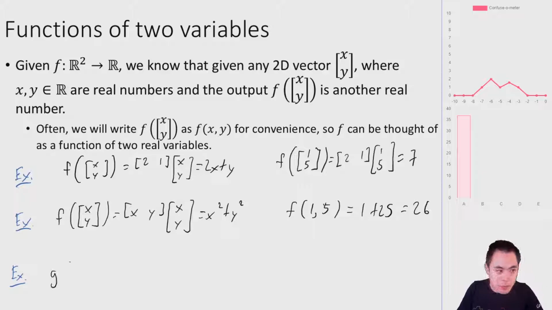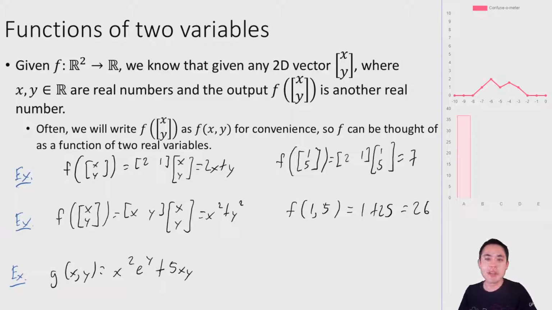Okay, let me give one more. So let's say g of x, y is equal to x squared e to the y plus 5xy. So you don't have to define them in the sort of vector way. You can just directly define it based on the variables. Then g of 1, 5 is equal to e to the 5 plus 25. Okay, so each time you're just plugging in these numbers for x and y whenever you have multiple real numbers.